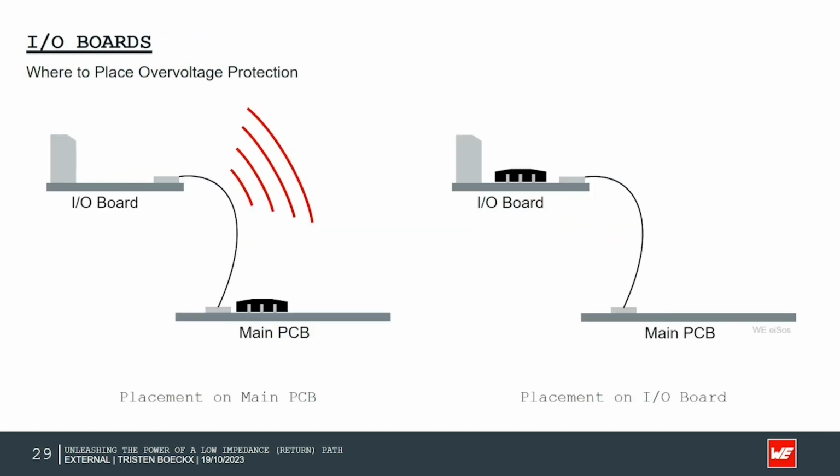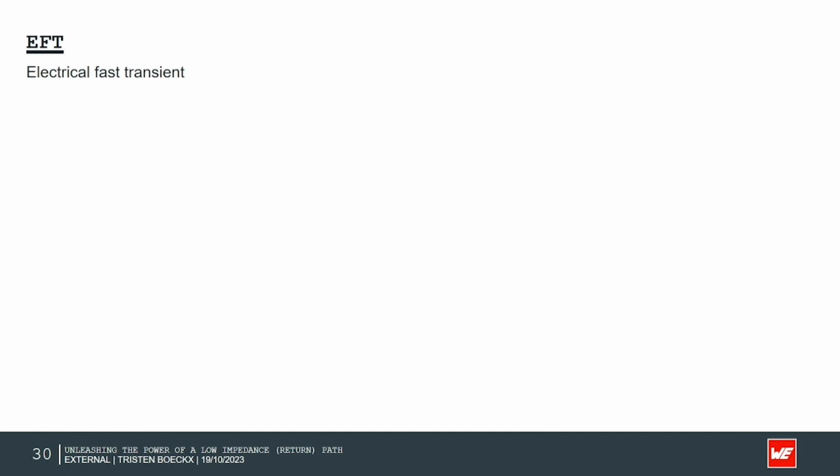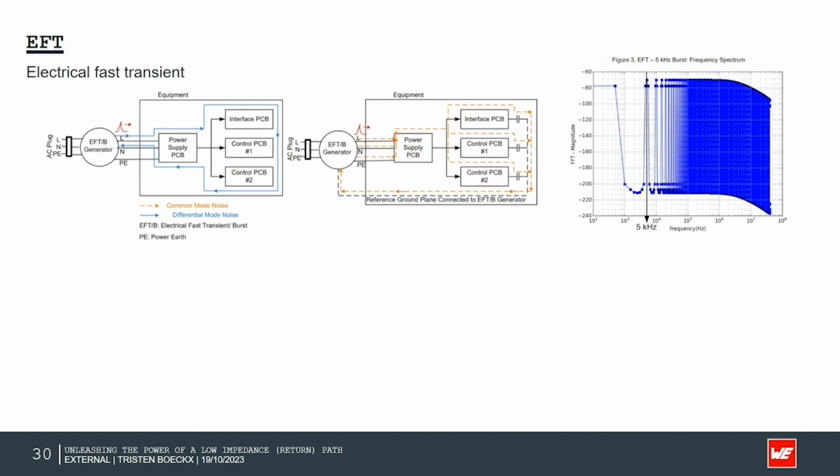If we then look at the following setup with an I/O board that is connected to a main PCB, it's important to place the ESD protection near the I/O board, so the disturbance won't flow through the cable and won't generate any noise. If we then have a look at EFT, or electrical fast transient, a well-known problem in EMC, we can say that an EFT is a high voltage, high frequency noise. This is due to the steep edges, which give it a wide frequency band noise signal.